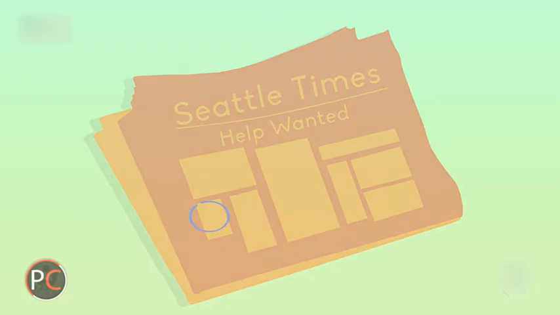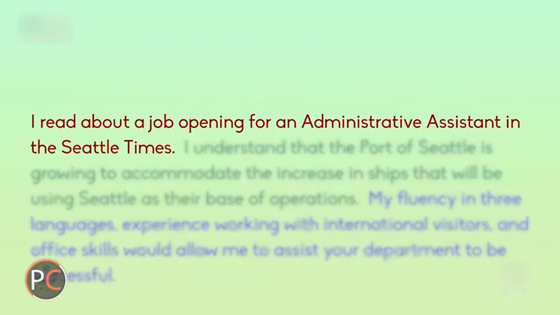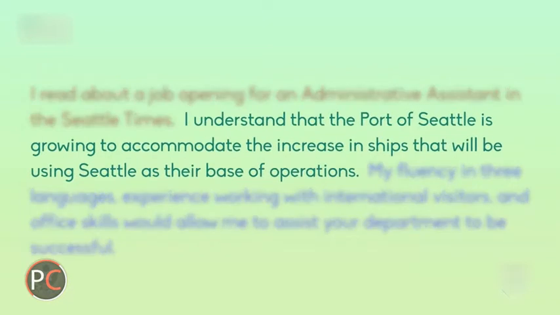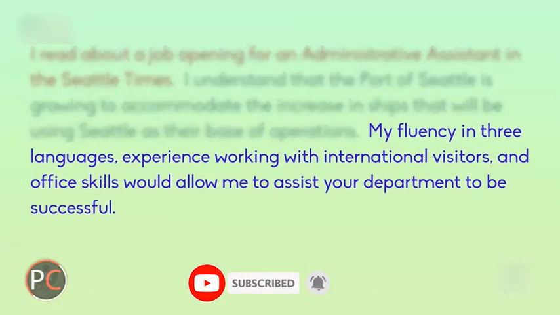Tomoko chooses a more indirect approach by saying that she read about a job opening and then gives the job title. The next sentence expresses her interest in the position because she shows that she understands the company's need and that she is qualified to help them. In her last sentence, she chooses to highlight her language skills, work experience, and office skills. Again, this is a short paragraph, but it tells the employer that the applicant knows something about the company and that she has skills to help the company.